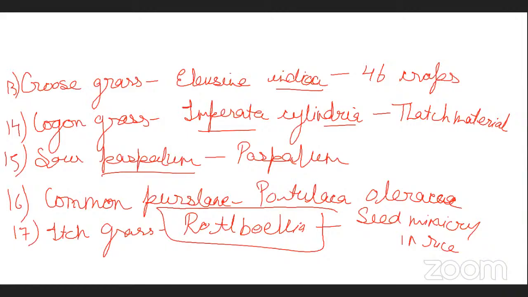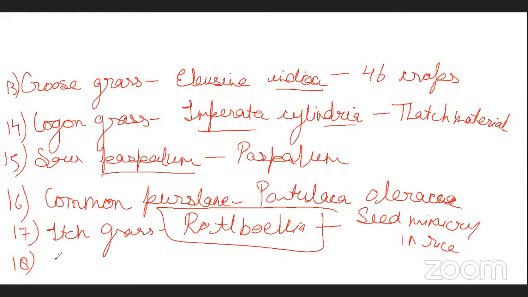Agrostemma githago in wheat usually shows the seed mimicry in wheat, and at the time of vegetative propagation, in rice we are having Echinochloa crus-galli, and in sorghum we are having Sorghum halepense. And see, Rottboellia is usually showing the seed mimicry in rice. And as an example of chronological mimicry, we are having Phalaris minor. These are the very important ones. So remember all these things.